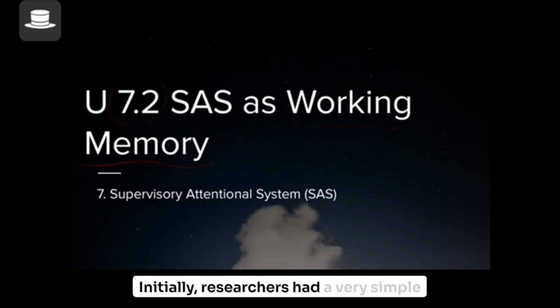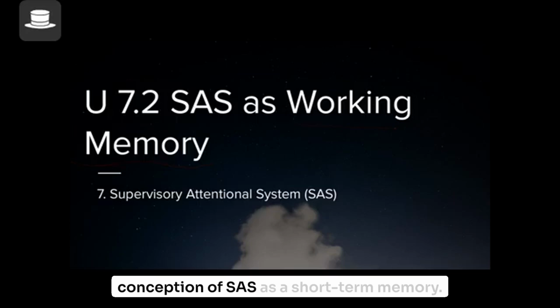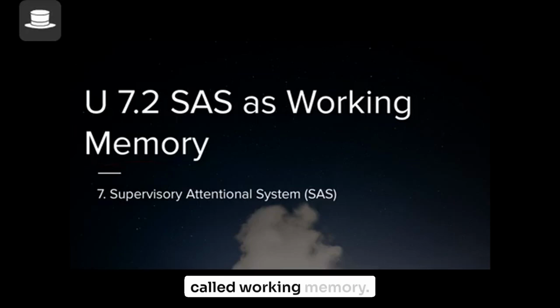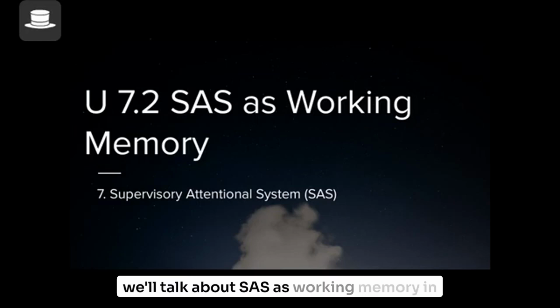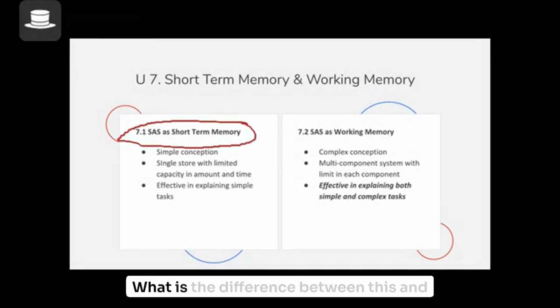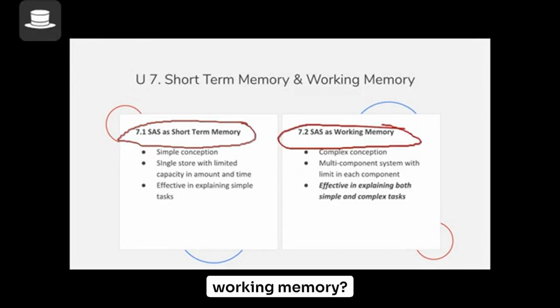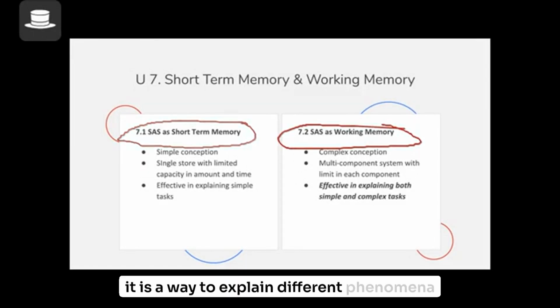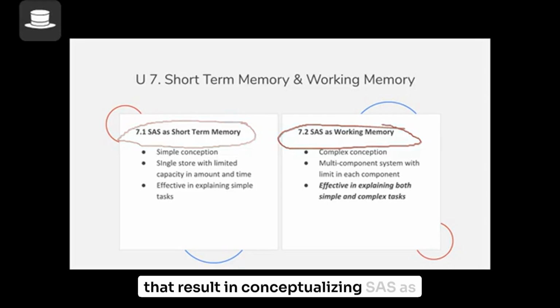Initially, researchers had a very simple conception of SAS as a short-term memory. Later on, they developed a new, better, and more complex version of it called working memory. We'll talk about SAS as working memory in this video. What is the difference between this and short-term memory? It is a way to explain different phenomena that result from conceptualizing SAS as short-term memory.